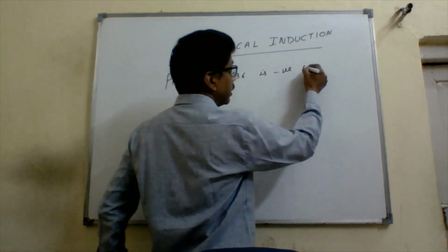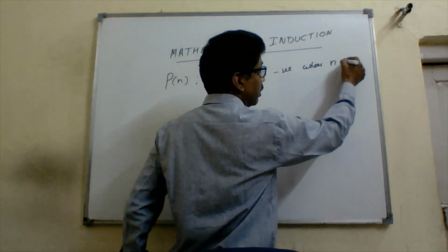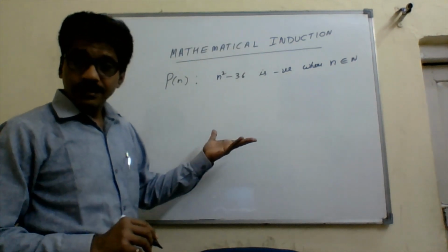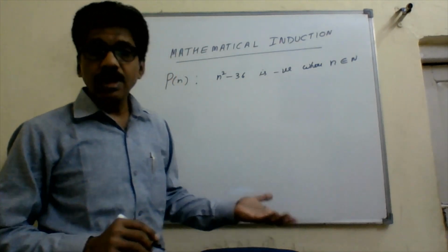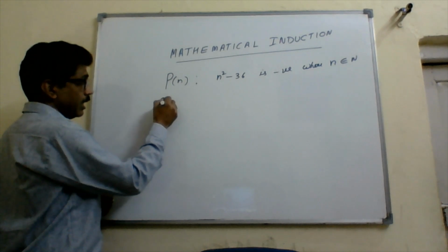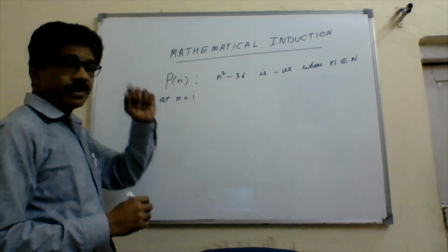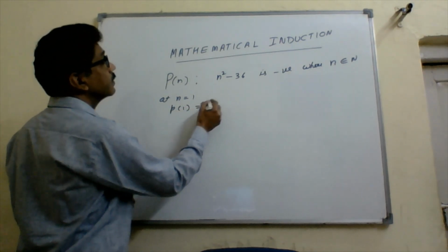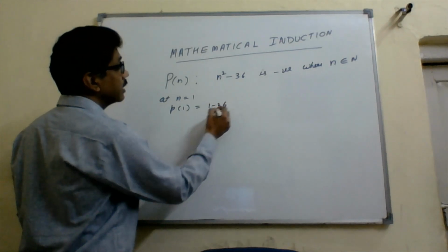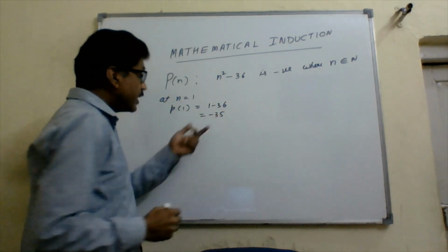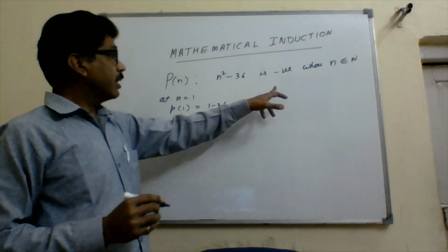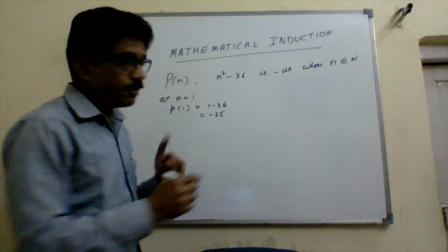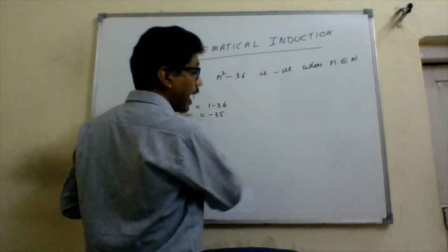Now, n belongs to natural numbers. n is a natural number. Let us check whether this statement is true for natural numbers or not. At n is equal to 1, we consider the first natural number, which is 1. We check P(1). This is 1 square, that is 1, minus 36, which is nothing but minus 35. That means this is negative, and our statement says that its value is negative. So this statement is true for n is equal to 1.